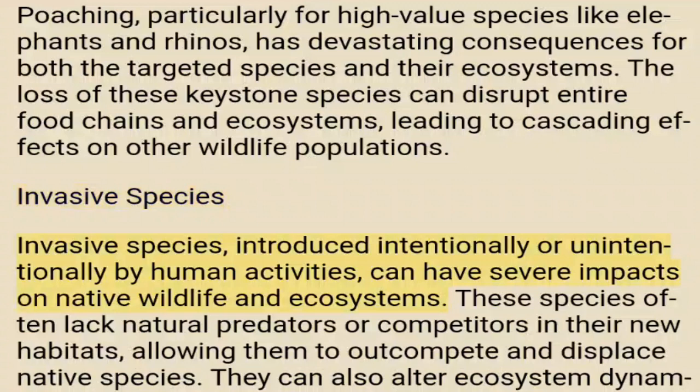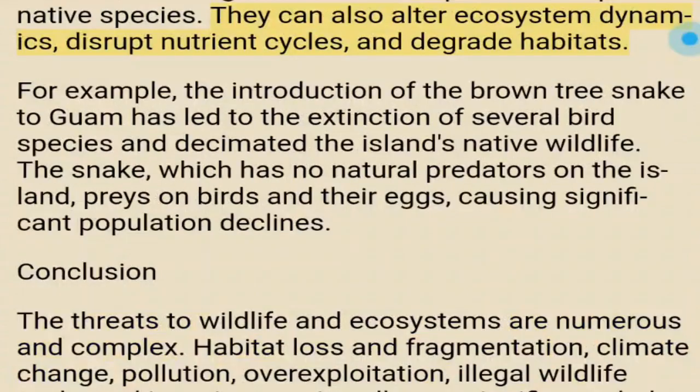ecosystems. These species often lack natural predators or competitors in their new habitats, allowing them to outcompete and displace native species. They can also alter ecosystem dynamics, disrupt nutrient cycles, and degrade habitats. For example, the introduction of the brown tree snake to Guam has led to the extinction of several bird species and decimated the island's native wildlife. The snake, which has no natural predators on the island, preys on birds and their eggs, causing significant population declines.